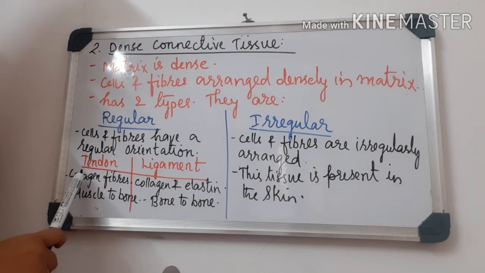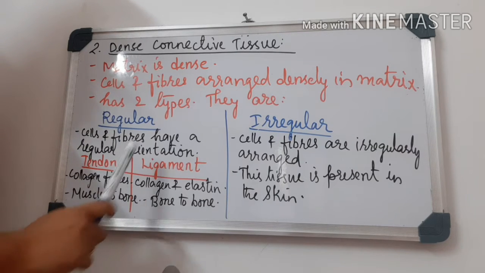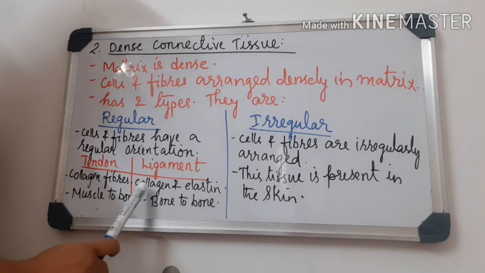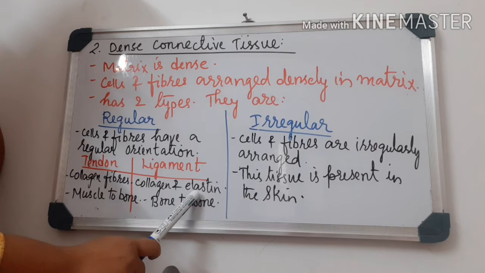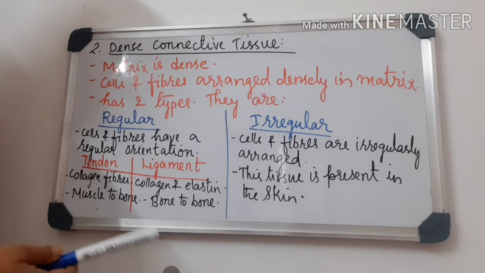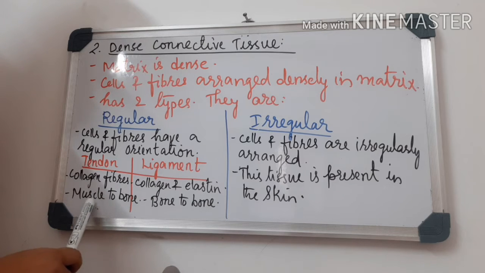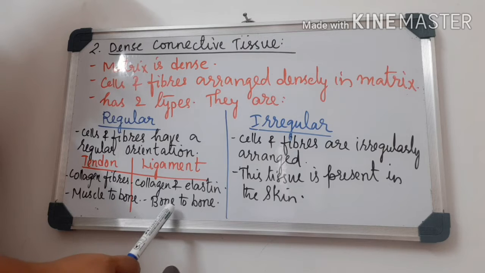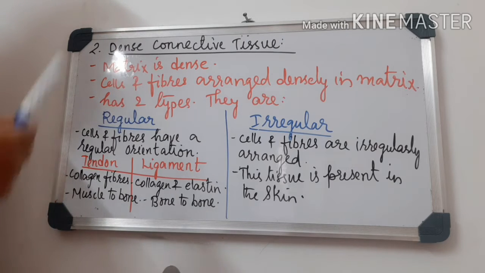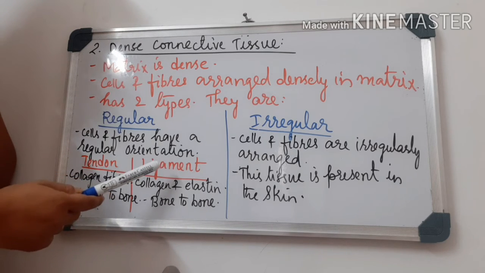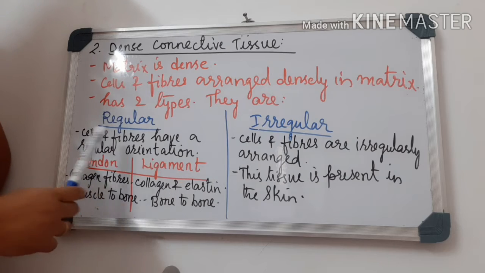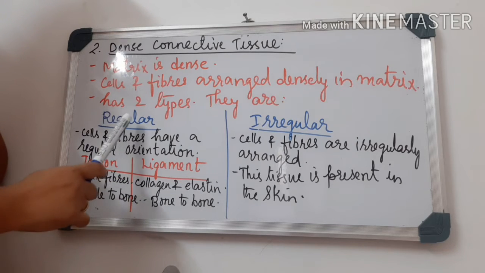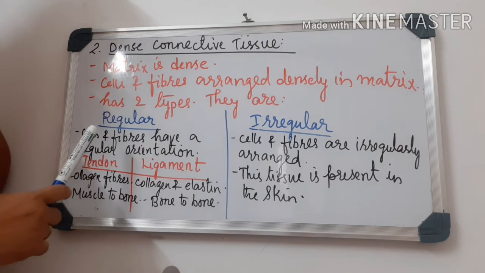Collagen is a protein. So tendon has only collagen fiber, whereas ligament has both collagen and elastin fibers. Another difference is that tendon connects muscle to a bone, whereas ligament connects a bone to a bone. So these are the important points coming under regular dense connective tissue.